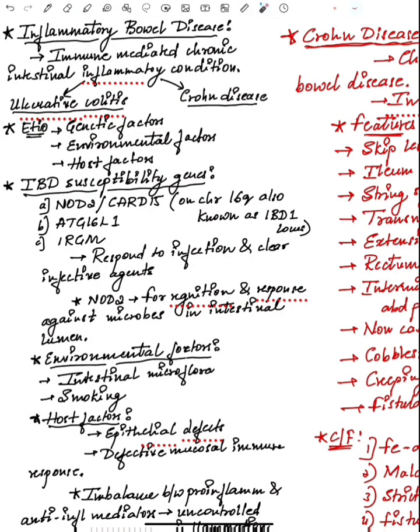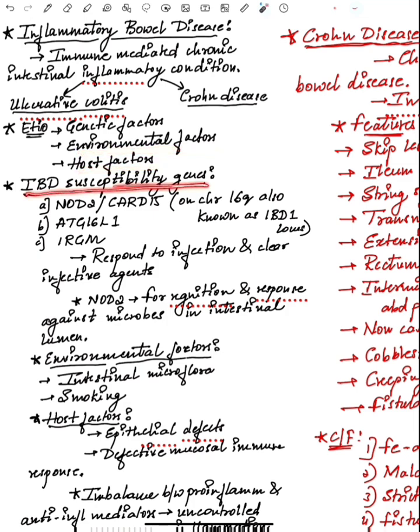Welcome back. We will continue with part 2 of the GIT pathology, that is, first coming to inflammatory bowel disease. Inflammatory bowel disease is an immune-mediated chronic intestinal inflammatory condition. It may be of two types, that is ulcerative colitis and Crohn's disease. The etiology of this IBD may be genetic factors, environmental factors, and host factors.